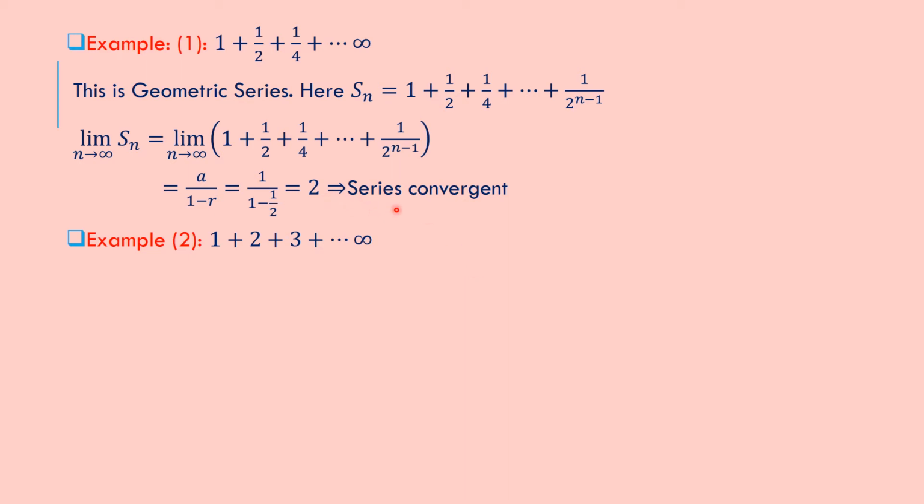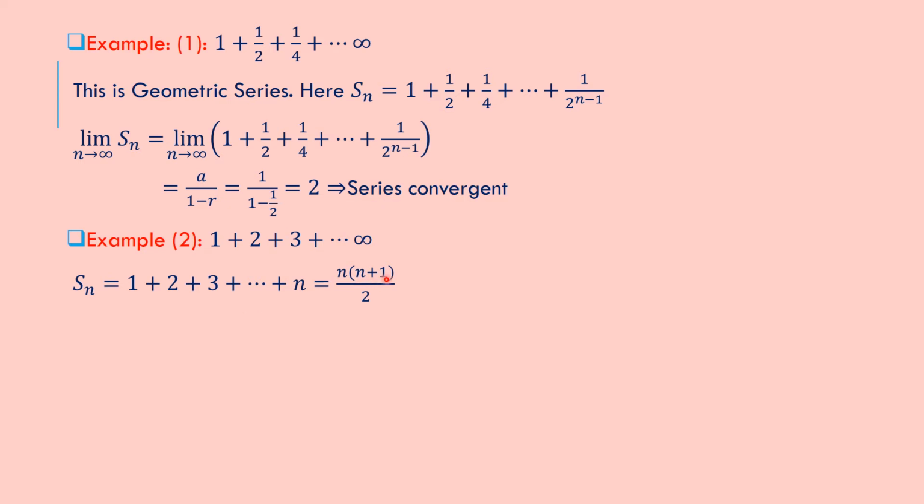Look at the next example. 1 plus 2 plus 3 plus etc. up to infinity. Now define Sn. Sn equal to 1 plus 2 plus 3 plus up to n. So up to n we define it as Sn. Now this is the sum of the first n natural numbers. We have a formula given: n into n plus 1 by 2.